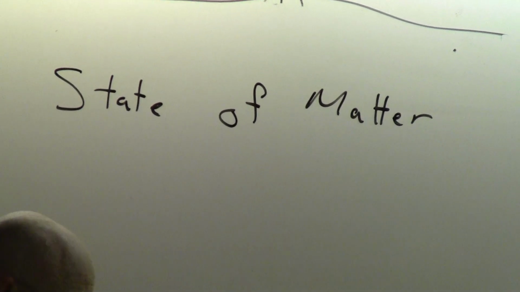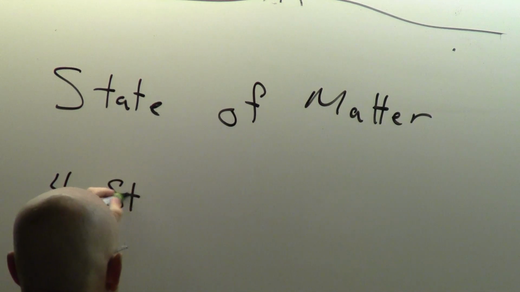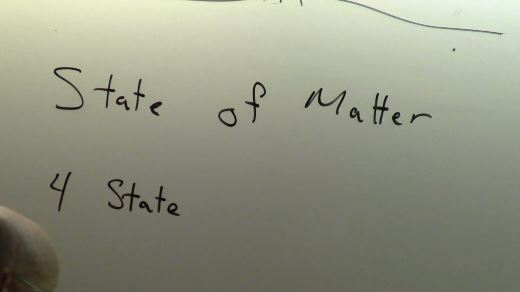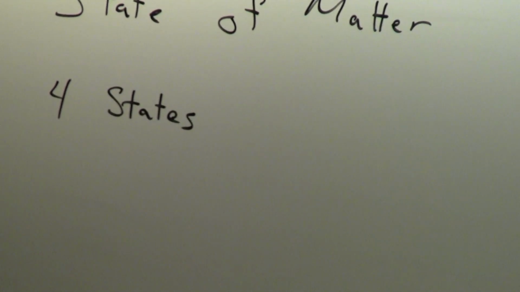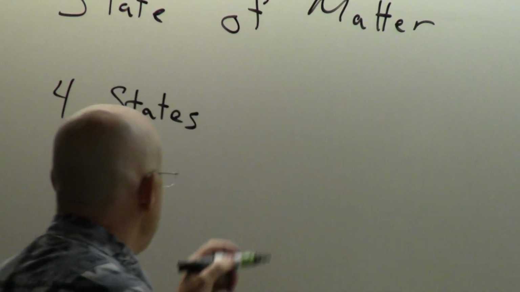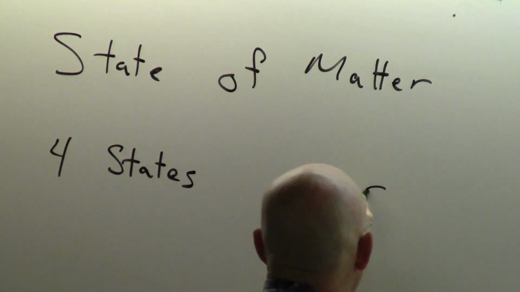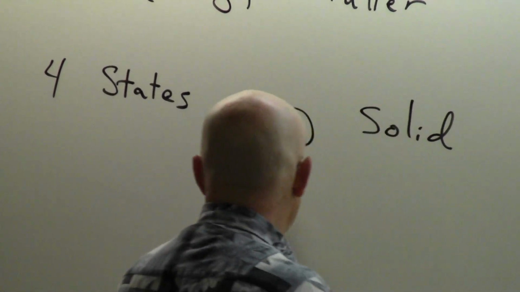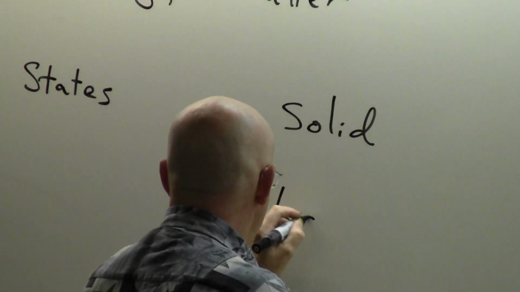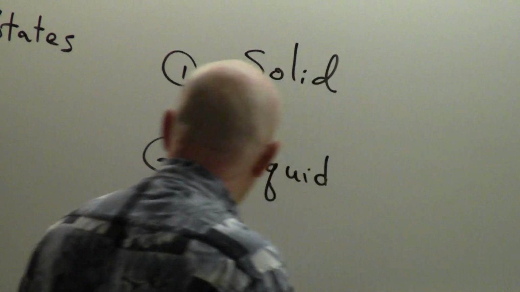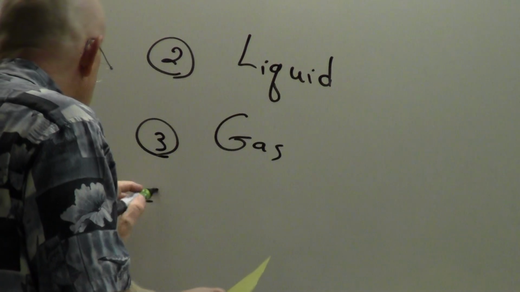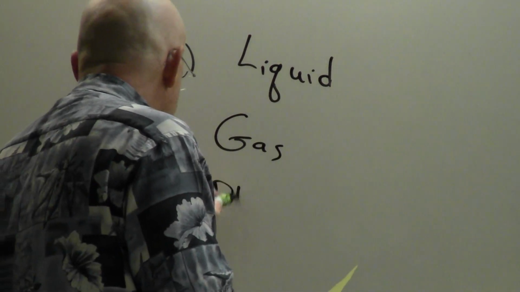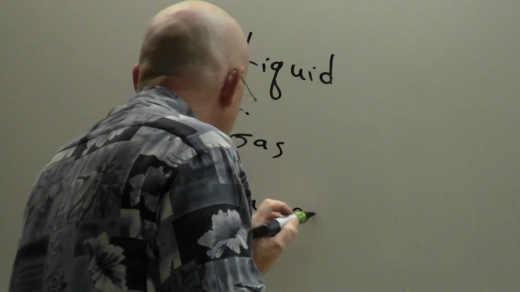Well, what do I mean by that? Why don't I just explain? You might be familiar with the 4 states of matter, maybe even the 5th state, but your author just talks about 4 of them and says the simplest one is what we call a solid. The next one is what we call a liquid. The next one is what we call a gas. And the 4th one we call a plasma.